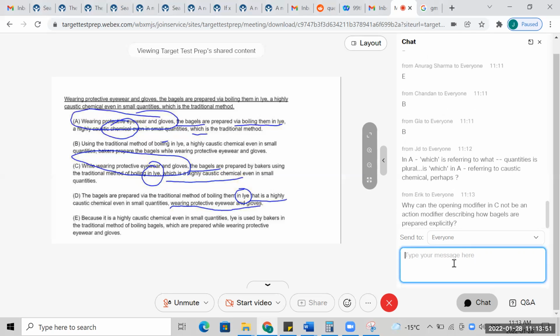Are the bakers in there? Is there anything that would be wearing protective eyewear and gloves? Nothing. So this is a totally dangling modifier at the end of this one, because there's nobody or nothing that would be wearing protective eyewear in this version. Okay, now here's our trap.